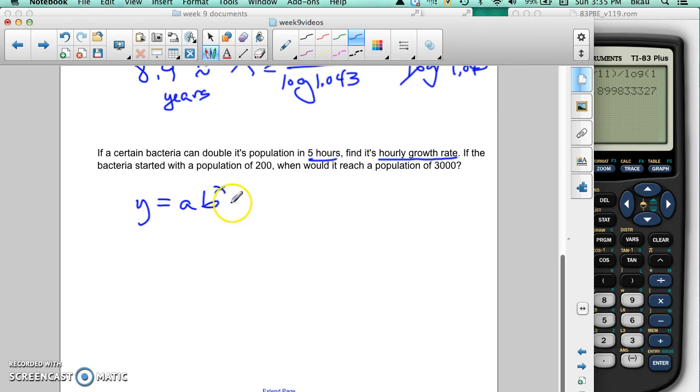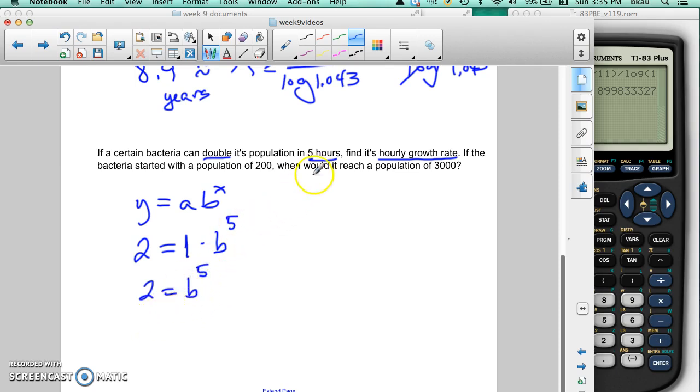In the next video, we're going to deal with continuous time change rates. But in this case, we want an hourly rate. So we're going to just start with this. It's going to double. That to me means that we're going to have twice as much when we start out with one item, and we don't know the growth rate. So we're going to have B, and that's going to be 5 hours. So this is what we have. So it's really 2 equals B to the 5th power.